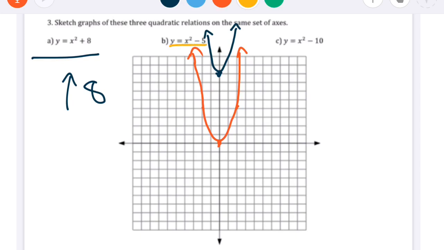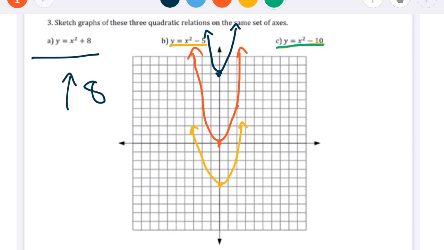B is y equals x squared minus 5. So the same slope, but the only difference is that y-intercept of negative 5 is going to shift it down 5 units. So again, another very rough sketch. The point of this is to just look at the y-intercept and how it changes things. If you would like to pause the video and figure out and see on your own, that is a great thing to do.